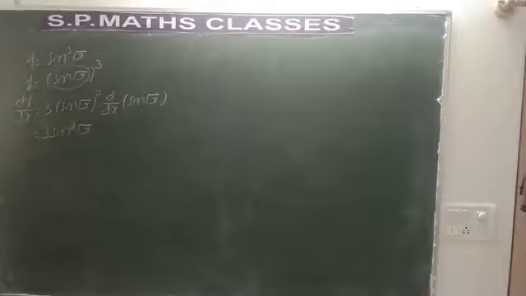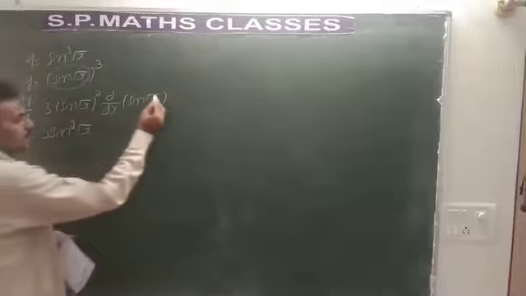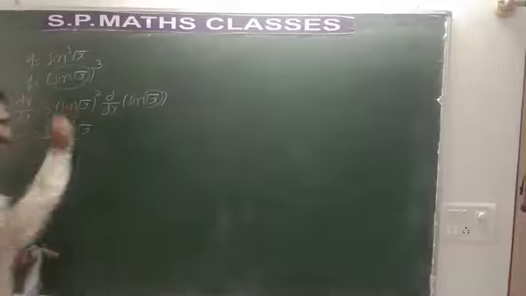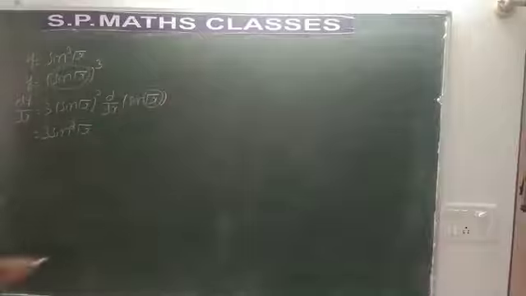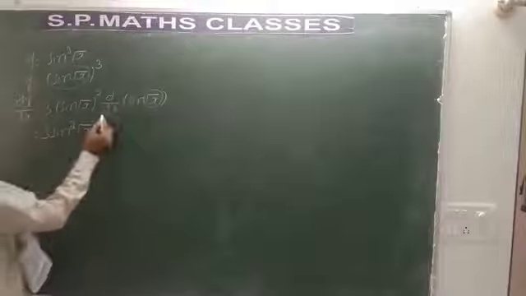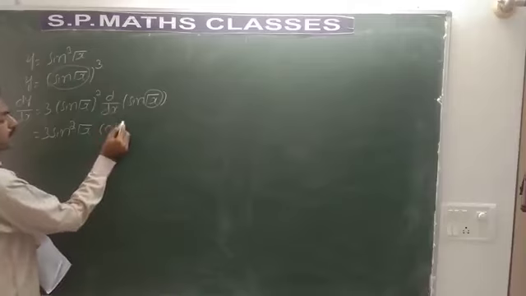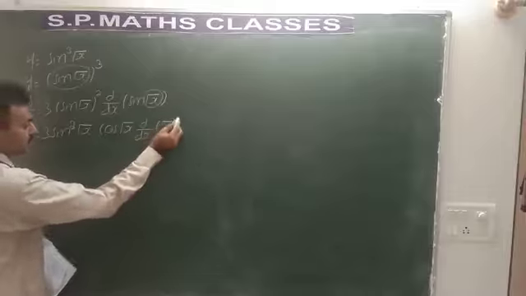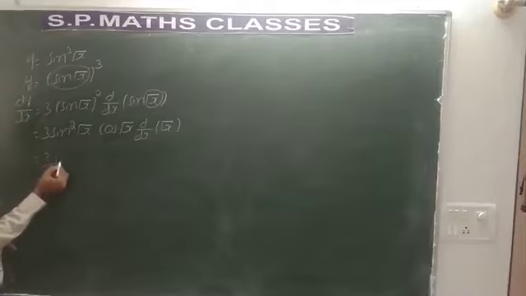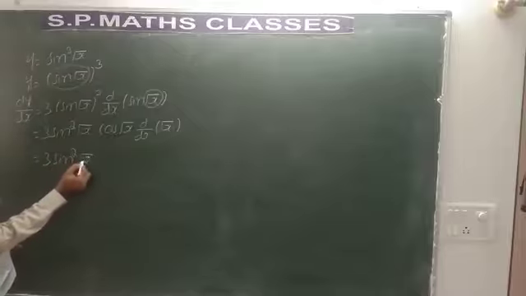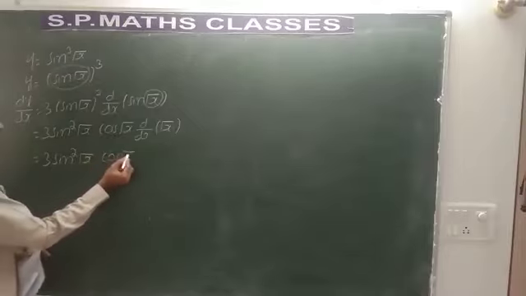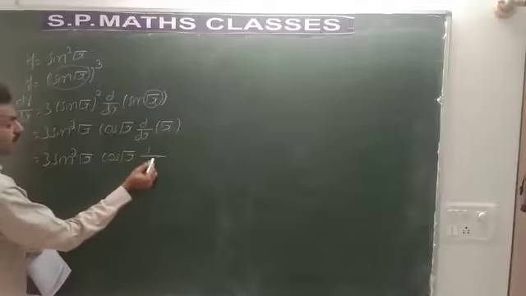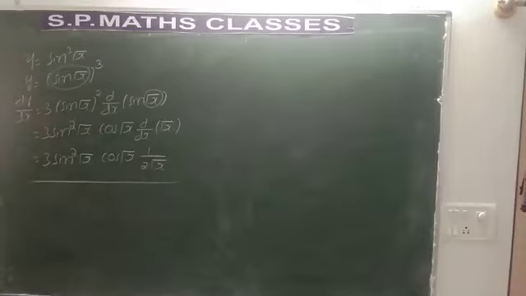Again, see, is it possible to find the derivative directly? It is not possible. So I take root x as x. The derivative of sine root x will be cos root x into the derivative of root x. Continue further: 3 into sine squared root x into cos root x into 1 by 2 root x. That's what the answer is. So that is the derivative of sine cube root x. You should know how to solve that problem.